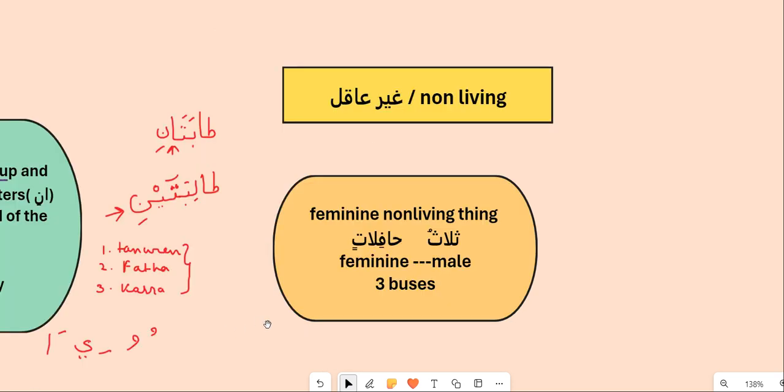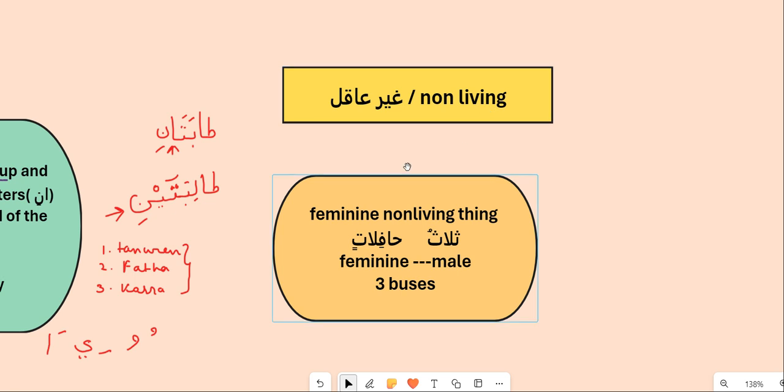Before I move on to the lesson, just a short explanation on ghair aqil. When I say ghair aqil in Arabic, that means all the animals, birds and everything fall under ghair aqil. They are considered to have no intelligence. And ghair aqil also means the non-living things.